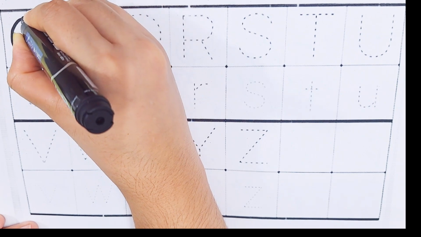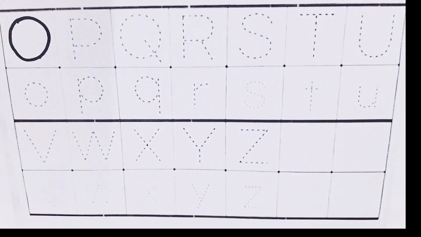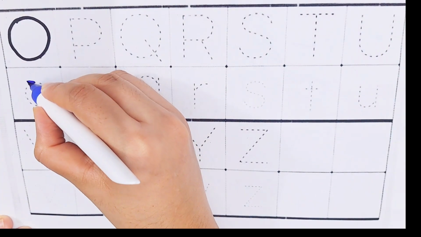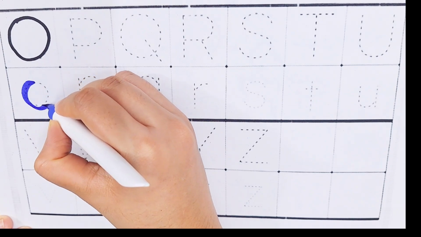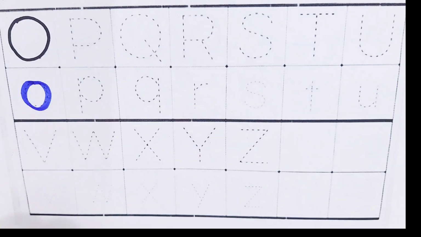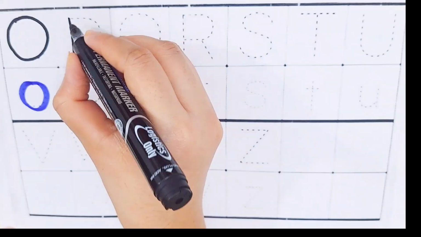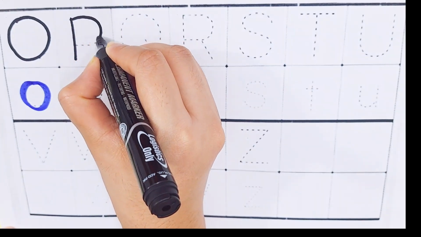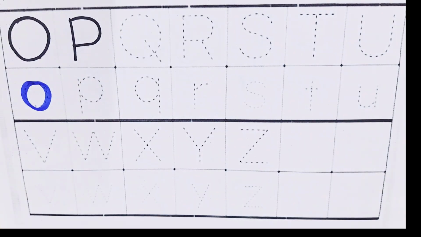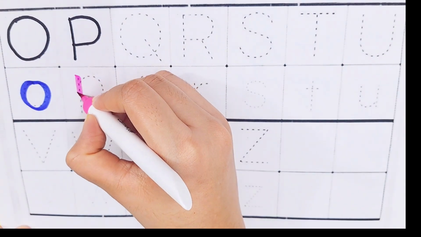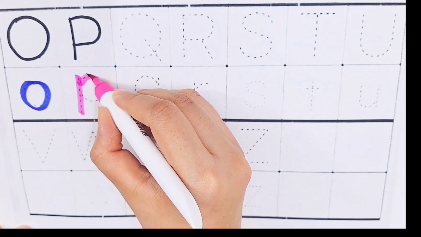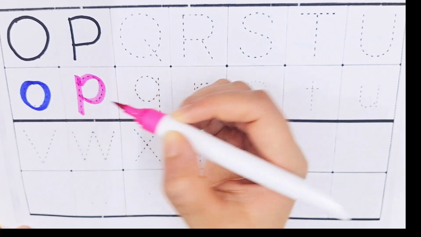O for orange. O for ox. P for parrot. P for pen.